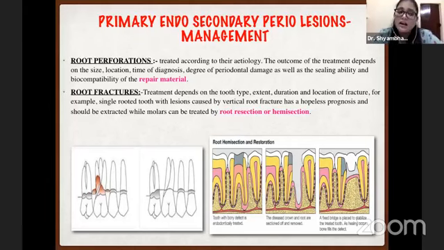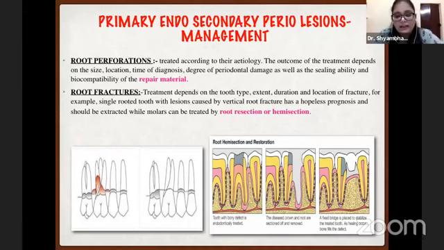In these cases, it is important to go ahead with proper cleaning and shaping, and a repair material of choice should be placed. Proper irrigation should be done so as to sterilize the area, and then put material which has good sealing ability with a good sealer, so that the obturation stays there for a longer duration of time.